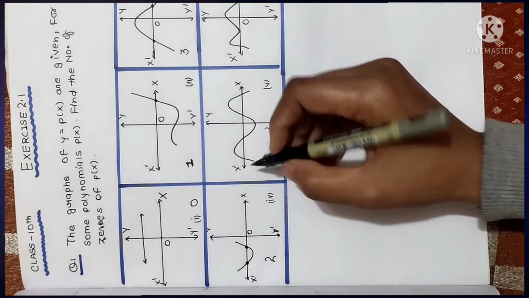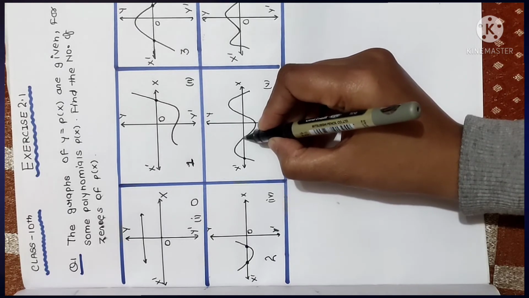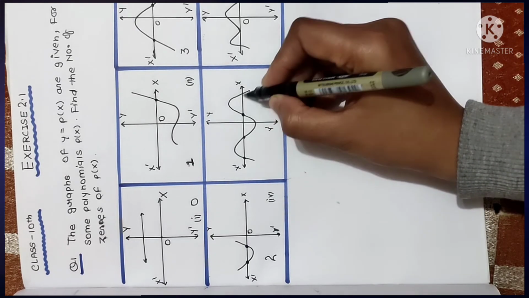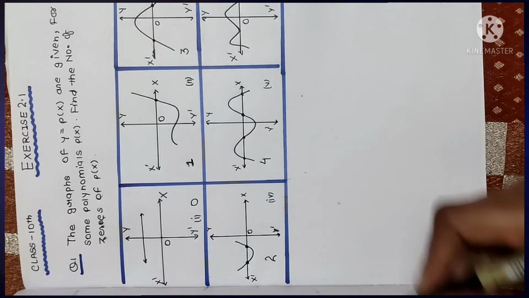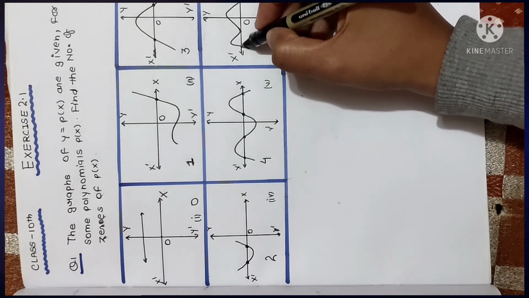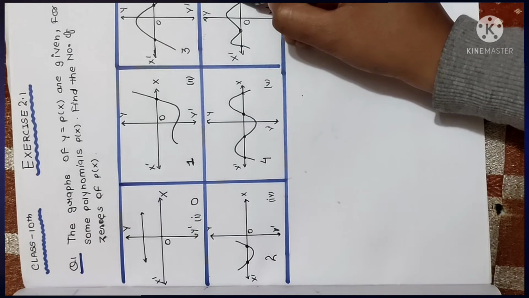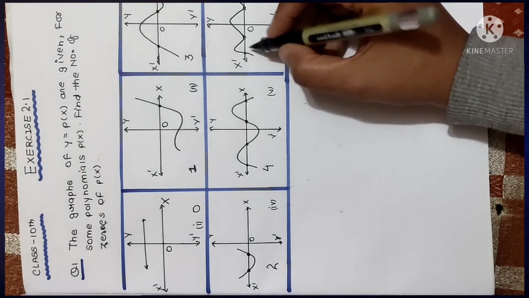Fifth one, 1 point, 2 point, 3 point, this is your 4 point. So the number of zeros is 4. Here, 1 point, 2 point, 3 point. So the number of zeros is 3.